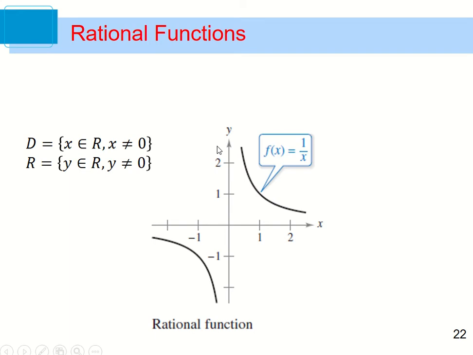Now let's continue with the rational function. This is called the rational function when the x is in the denominator. If we sketch a graph, it will be something like this. As we can see for this basic graph, the x can be any value.